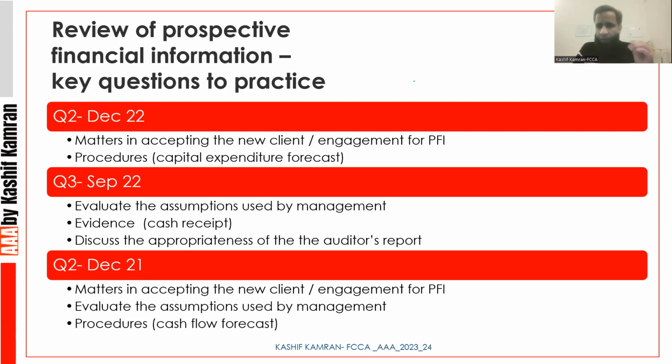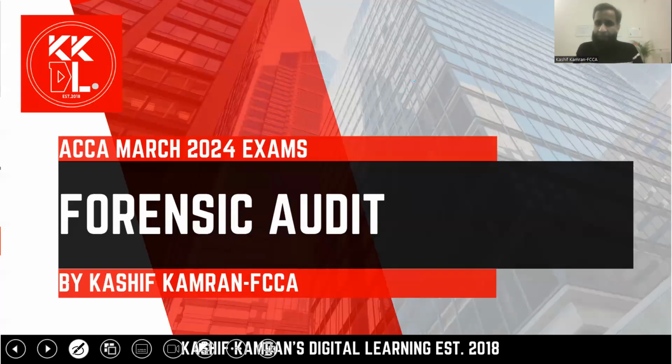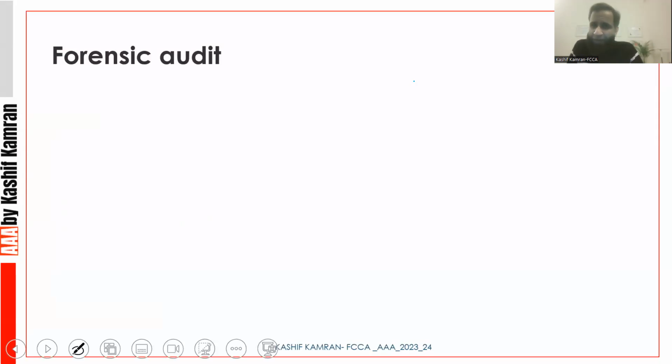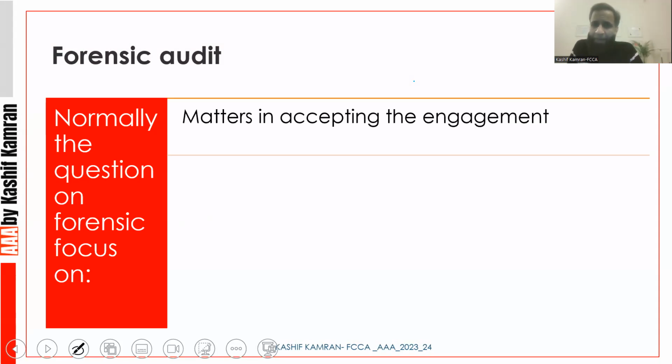Right? Good. Okay, now let's move on to the third one. Forensic audit. Number 3. Let's see what comes from forensic audit and what are key questions. Now, when you look at forensic audit in the AAA paper, normally the question on forensic focus on matters in accepting the engagement, just like we had in PFI, or matters in accepting the engagement, which you are familiar from syllabus area C.